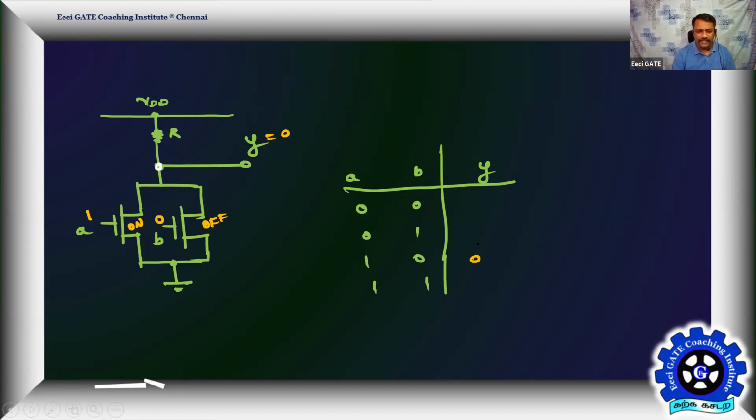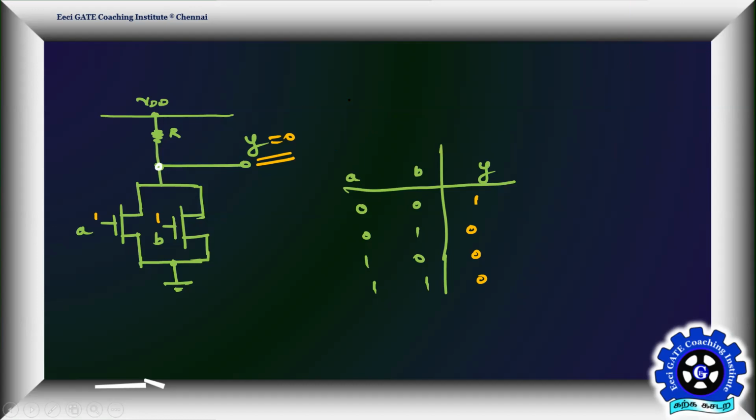Then finally both are in on condition. Any one NMOS being on is enough to make the output 0. That's the point. So then how to fill the table? If anyone is 1, Y will be equal to 0. Only when both are in off condition, Y will be logic 1. So tell me what is the logic we are implementing now? NOR. Exactly. That's your NMOS NOR logic.